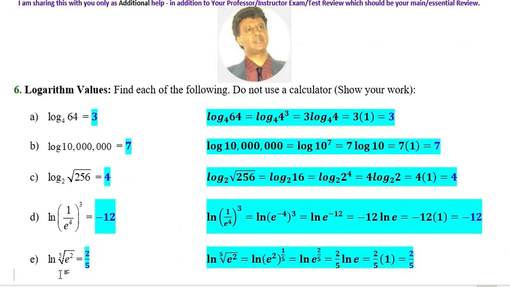Ln of the fifth root of e squared, that is ln of e squared to the 1 over 5, which is ln e to the 2 over 5. That brings the 2 over 5 down, that is 2 over 5 ln e. Ln e is 1, that is 2 over 5 times 1, which is 2 over 5.